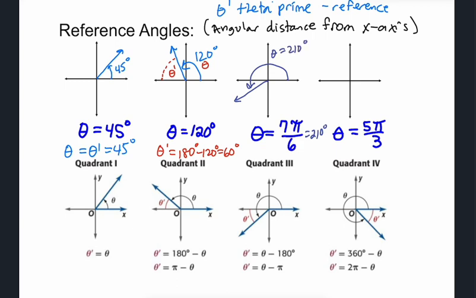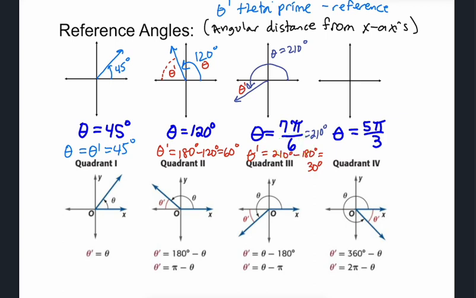But let's talk about theta prime. Where is the reference angle there? Well, the reference angle is this distance away from the x-axis. So it's how much we have passed 180 by. So in this case, theta prime is going to be your theta minus 180, or in this case, 210 minus 180, or 30 degrees.